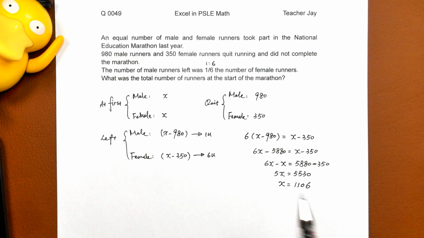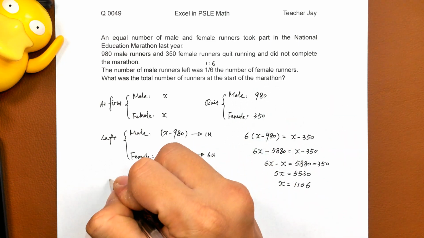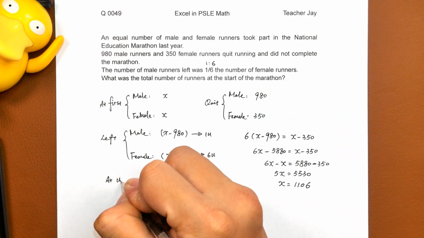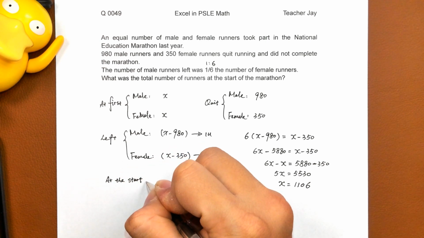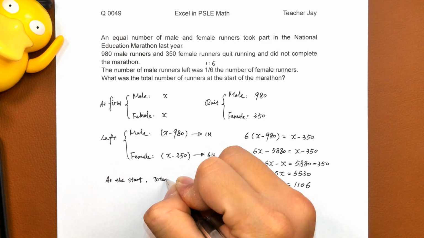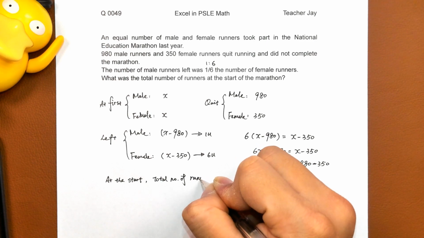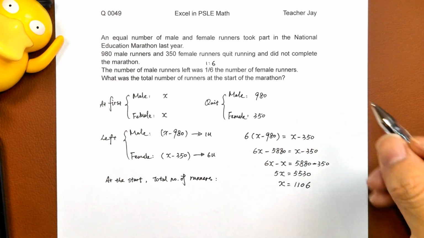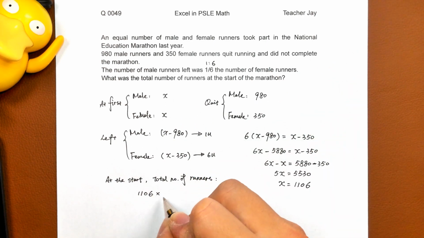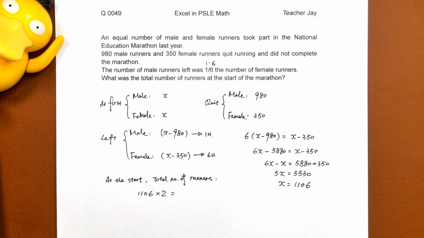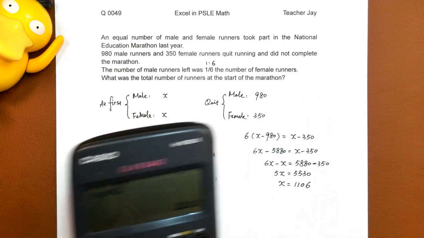What's the total number of runners at the start of the marathon? At the start. Total number of runners, x 2x, so 1106 times 2. Calculator here, times 2, 2212, 2212.